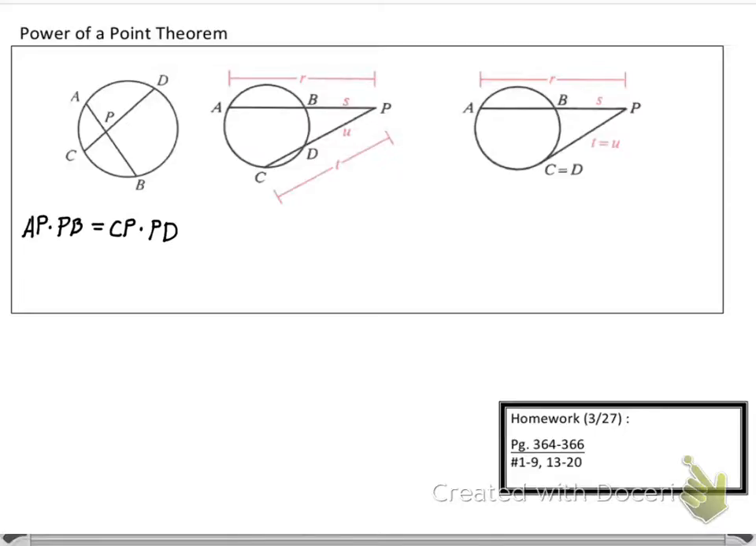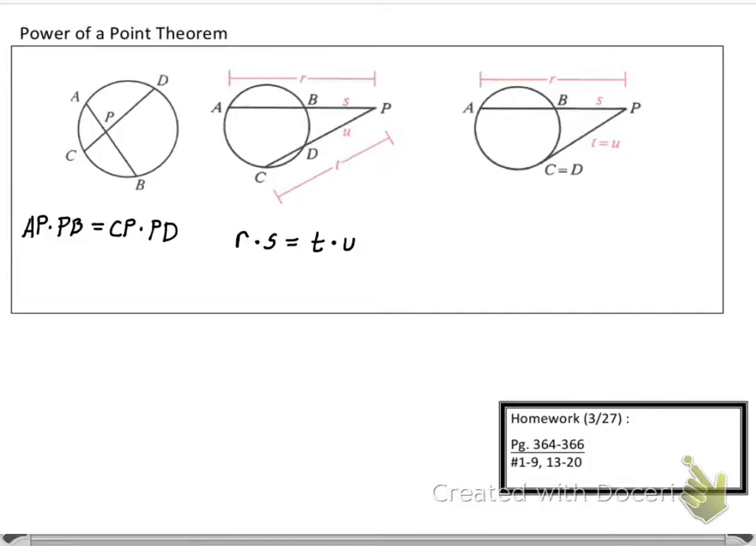For the next one, if I have 2 secant lines, I'm going to use those letters. If you want to use A to B or something like that, you're fine. I'm going to say, well, it's going to be our whole, which is R, times our outside segment, which is S. That's going to equal the whole distance, which is T, and that's going to be times U.